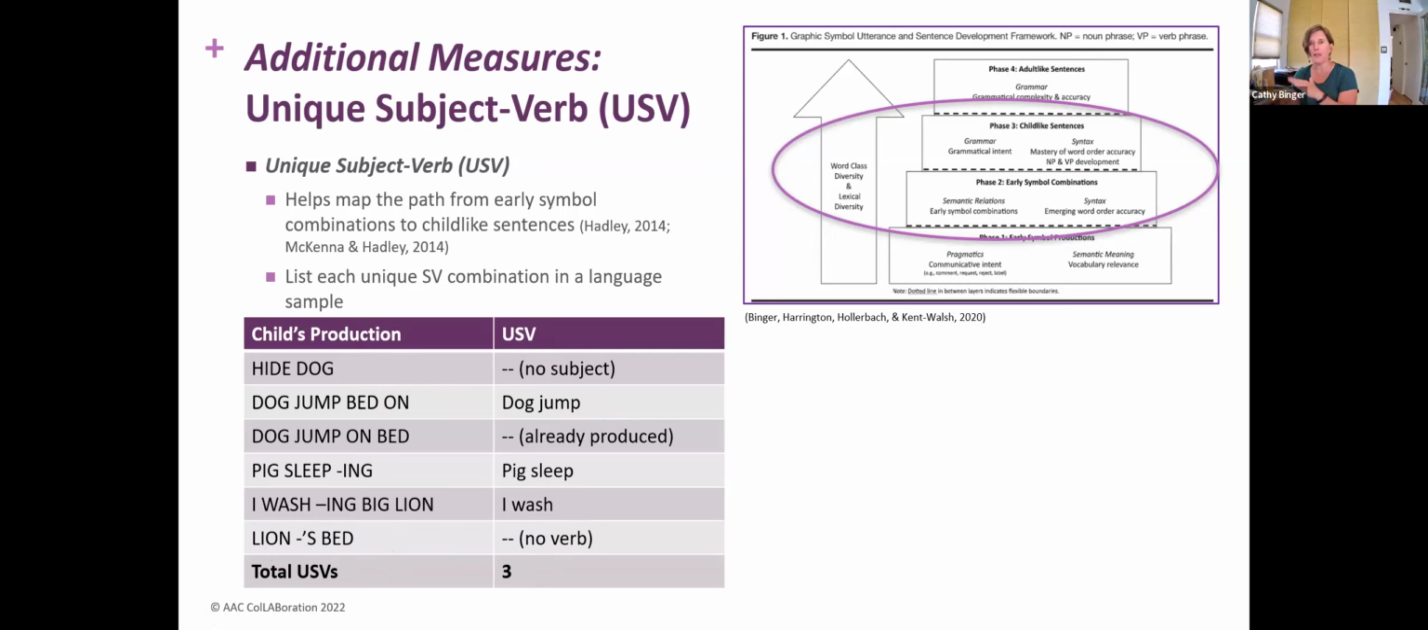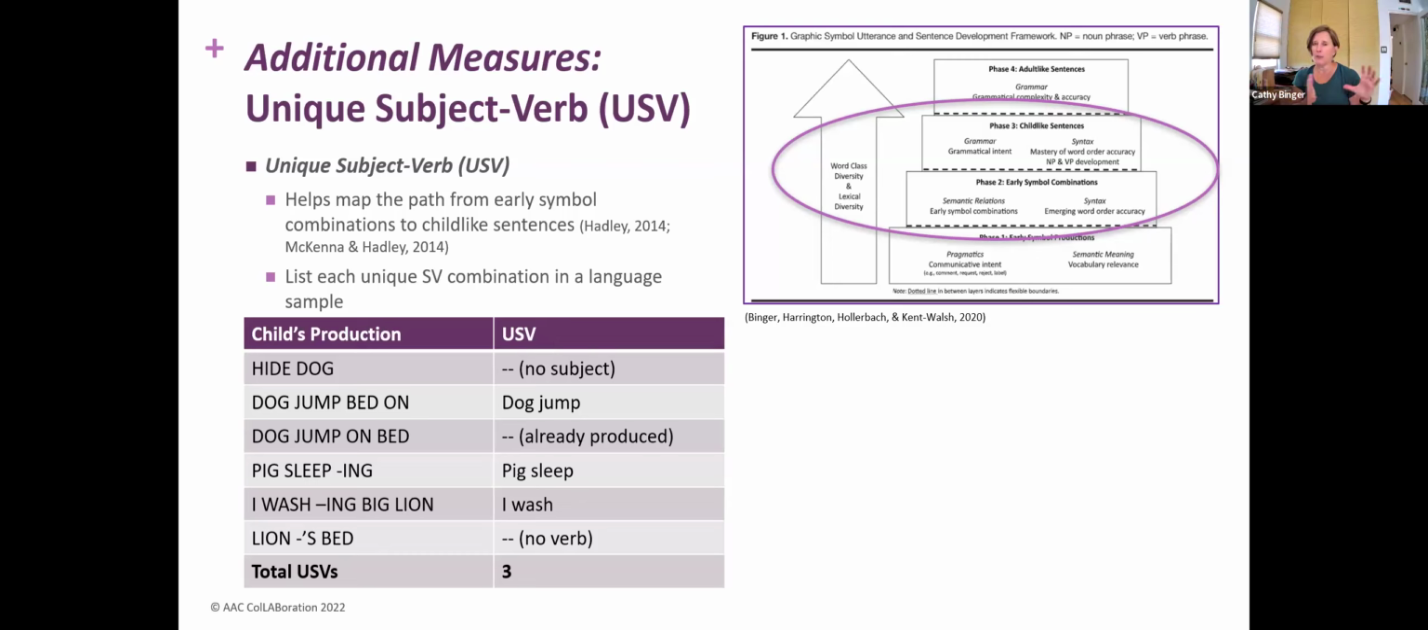So you want to keep track of these over time. What Pam has found is that this can be a good marker, the number of unique subject verb combinations that typically developing kids have between 24 and 27 months. It's a pretty narrow window, or 24 to 30 months, where it changes dramatically. That's in typical development. So she's been looking at it as a marker for possible language disorder.